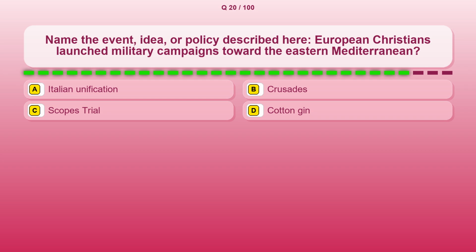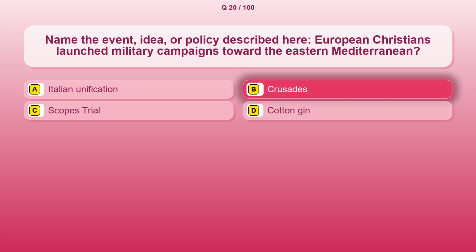Question 20. Name the event, idea, or policy described here. European Christians launched military campaigns toward the Eastern Mediterranean. Option A, Italian unification. Option B, Crusades. Option C, Scopes trial. Option D, cotton gin.